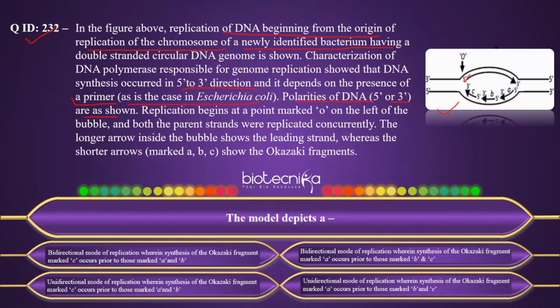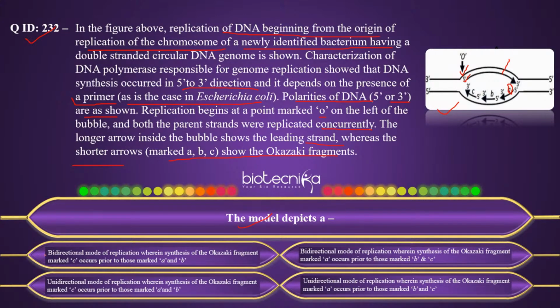Now it says the replication begins at a point marked O. So here is the origin of replication where the replication basically begins, right? On the left of the bubble, and both the parent strands were replicated concurrently. Now the longer arrow inside the bubble shows the leading strand. So this is the leading strand, right? Whereas the shorter arrows marked A, B, C show the Okazaki fragments. Now in this particular model, you have to identify what A basically depicts here.